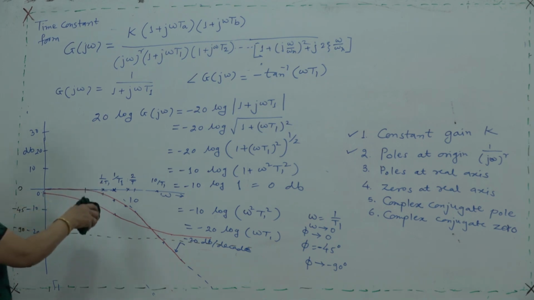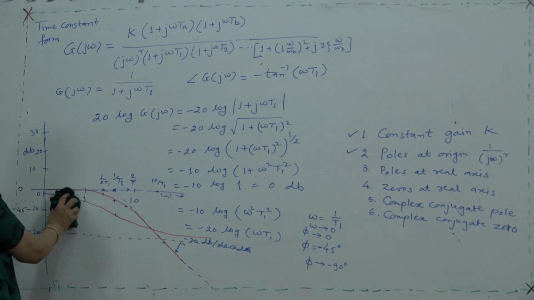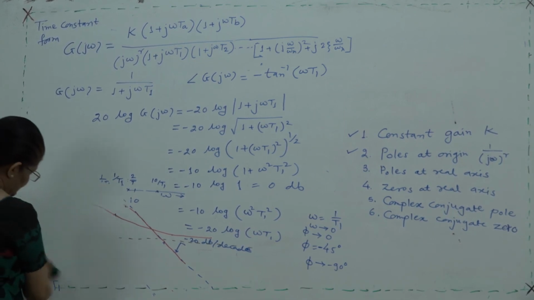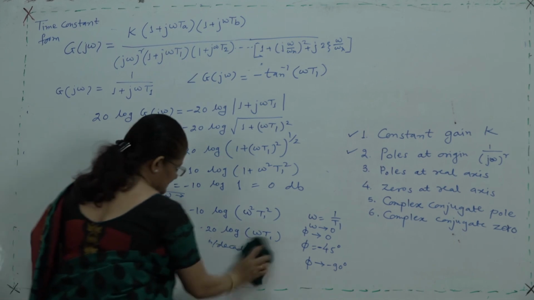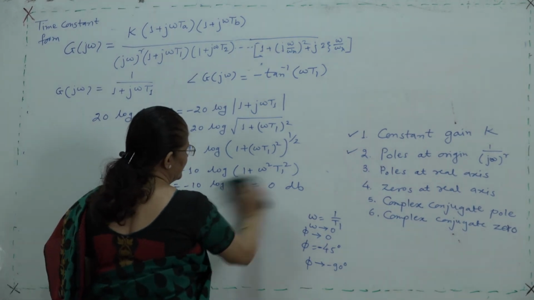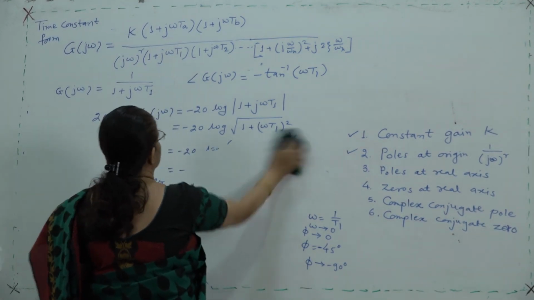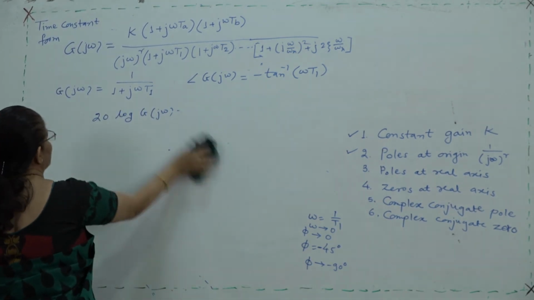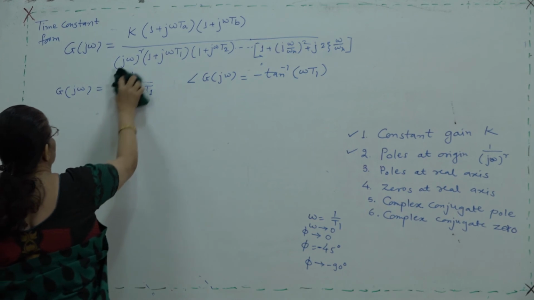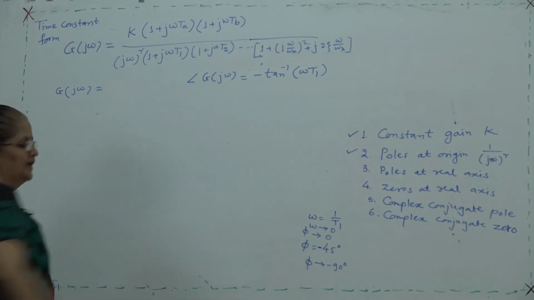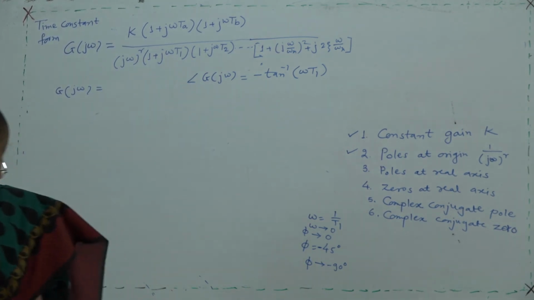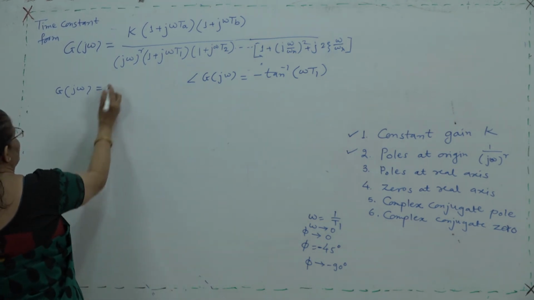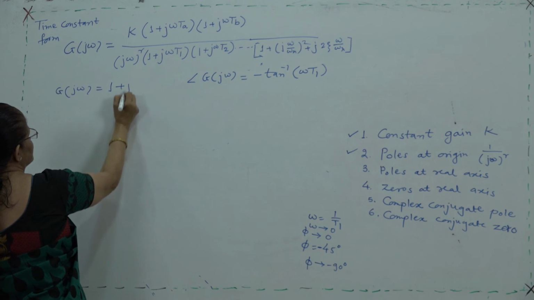Now, we will see zeros at the real axis. So, what will be the change? Can you imagine now what will be the change for zeros at the real axis? See, instead of 1 upon 1 plus j omega T term at the denominator, it is at the numerator. So, the real pole we have seen. Now, zeros at the real axis. So, how will you write this term? 1 plus j omega T.